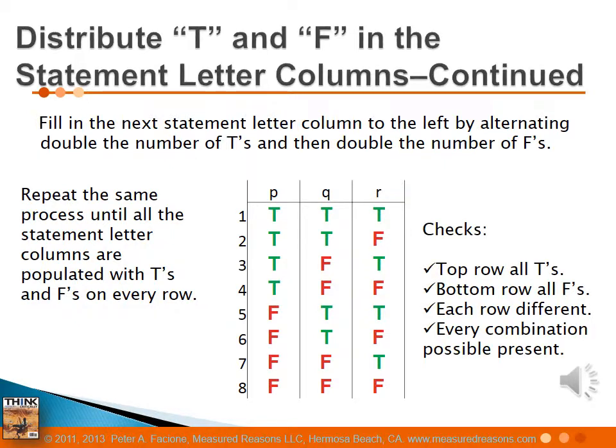If we've generated the correct number of rows given the number of statement letters we're dealing with, and if we've correctly distributed T's and F's on each of those rows to each of those letters, then four things will be true. First, the top row will be all T's. The bottom row will be all F's. Each of the rows will be different than any of the other rows, and every possible combination of distributions of T's and F's to those statement letters will be represented on one row or another of the table.